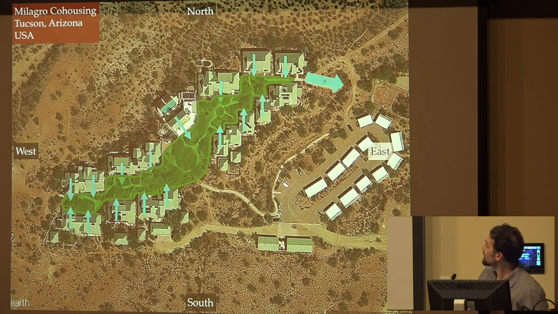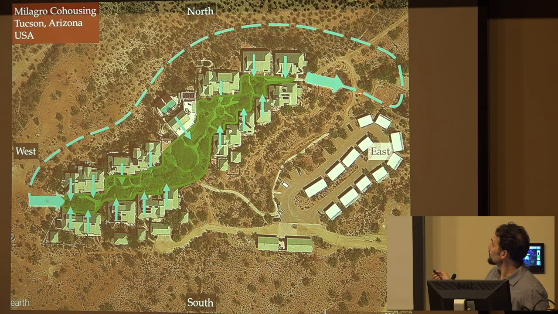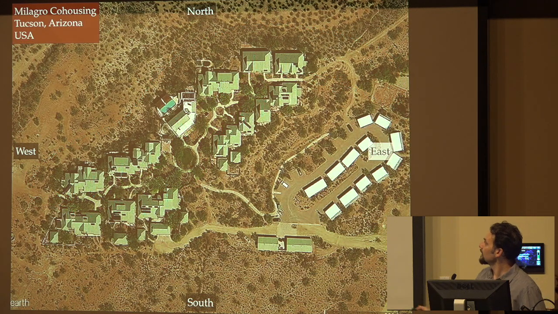Not only that, they took the wastewater from the community, they ran it through a wetlands treatment facility down here, and then they piped it back up to use as irrigation inside the community, right? So they created this really lush area that doesn't use any more water than any other surrounding zones.